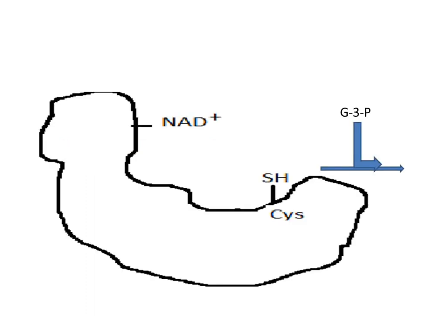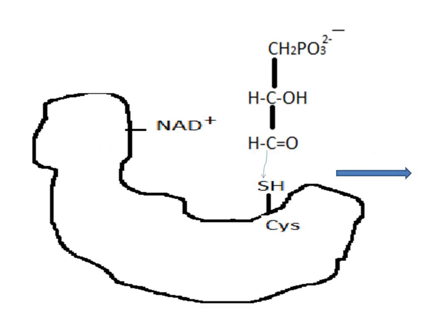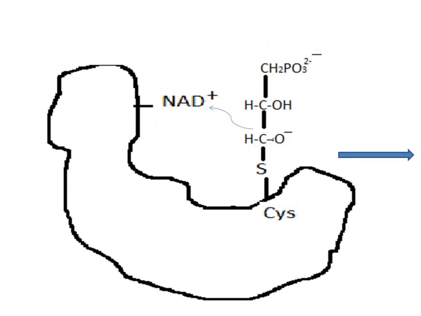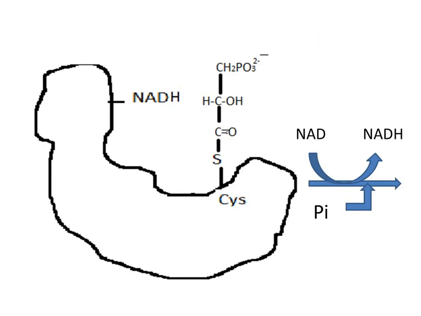The aldehyde substrate reacts with the ionized form of this sulfhydryl group of a cysteine residue at the active site to form a thiohemiacetal linkage. The next step is the transfer of hydride ion to a molecule of NAD that is tightly bound to the enzyme. The product of this reaction is the reduced coenzyme NADH and a thioester. This thioester is an energy-rich intermediate.